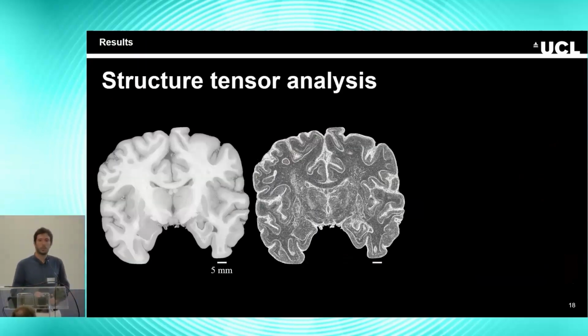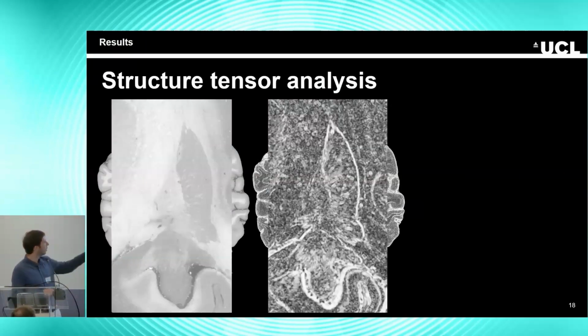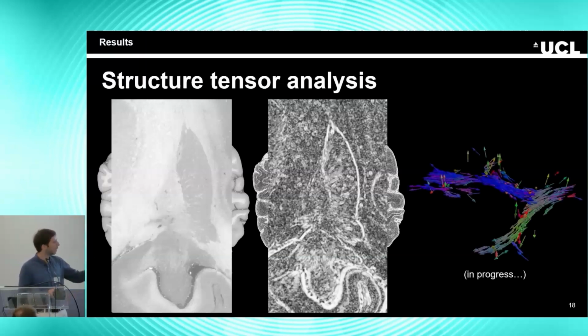And finally, in order to study white matter, we can do what's called structure tensor, which can be related to diffusion studies. If I zoom in, we are able to see the white matter tracts here, and this will lead in the future to the analysis of the white matter tracts within the whole brain.